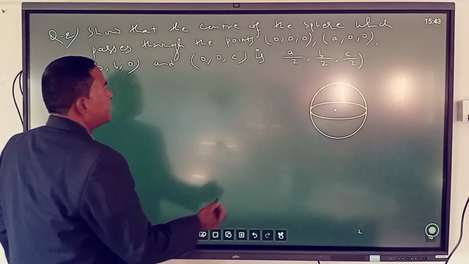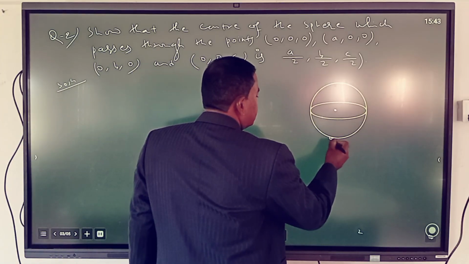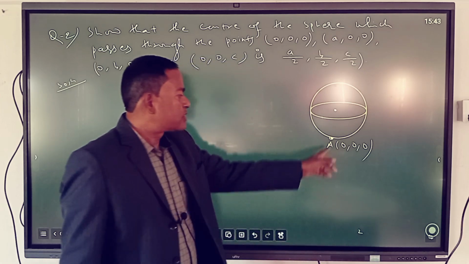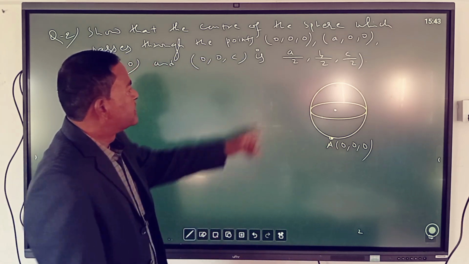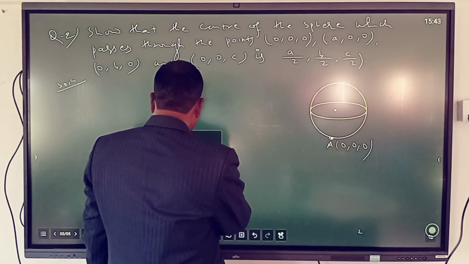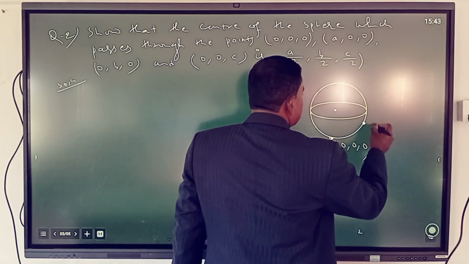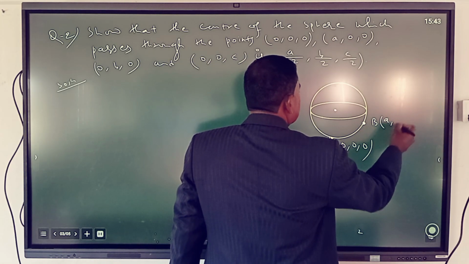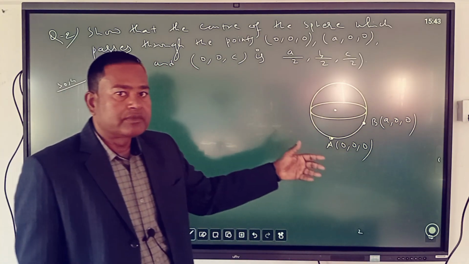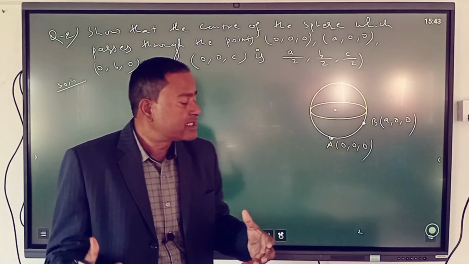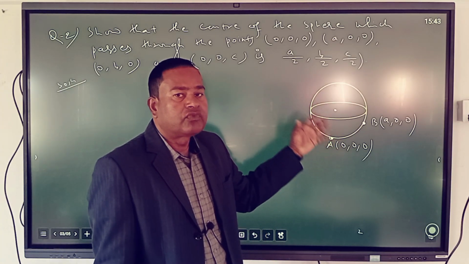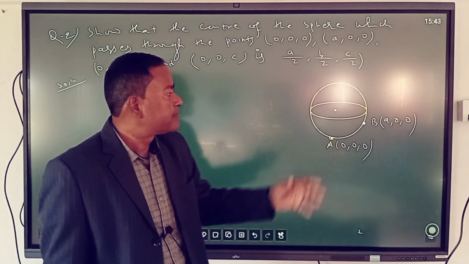Let's suppose the first point is A, (0, 0, 0). The second point is B, (a, 0, 0). Dear student, this is the rough sketch. So simply we are going to show the 4 given points on the surface of the sphere.